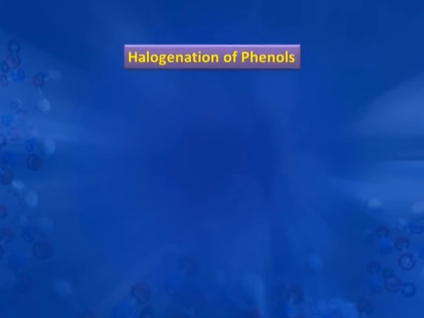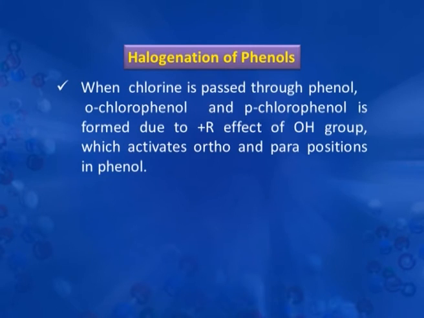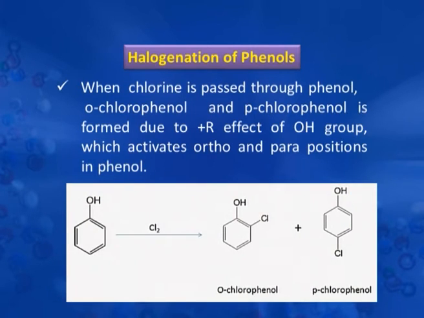These compounds only undergo nitrosation reaction. Now, we will discuss the halogenation of phenols. Phenols undergo chlorination when treated with chlorine, and since we already know that phenols are ortho and para directing, we get orthochlorophenol and parachlorophenol, as a mixture of the two is formed.